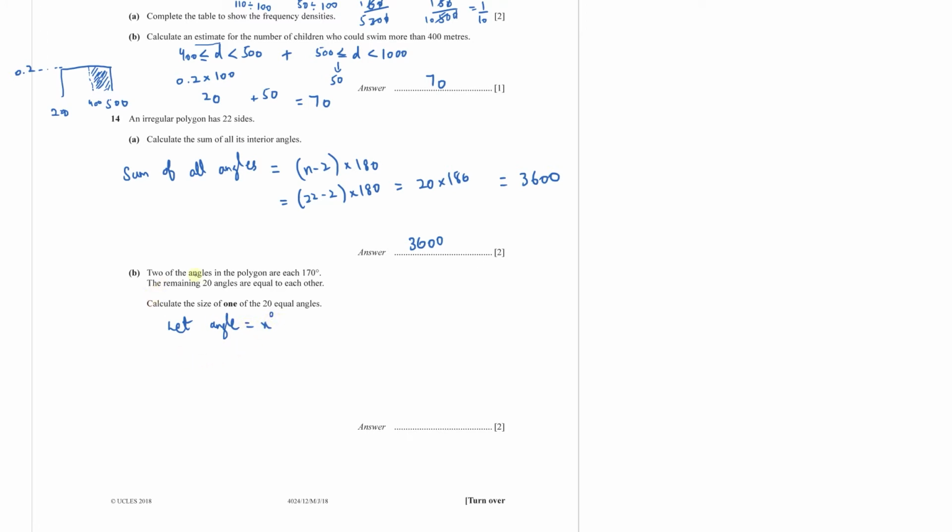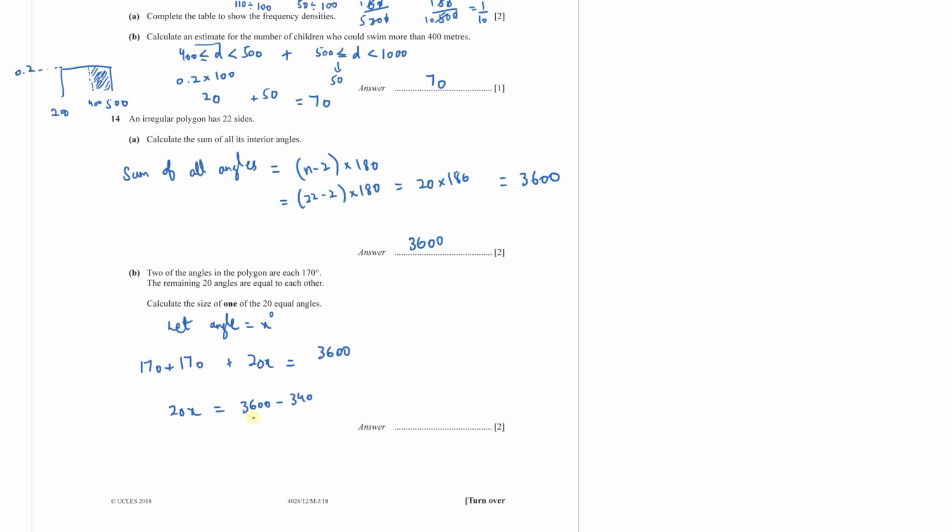So you know that the sum is 3600. Two of the angles in the polygon are 170, so 170 plus 170, and the remaining 20 are x. So 20 times x is 20x, and the sum should equal 3600. 170 plus 170 is 340, so you get 20x equals 3600 minus 340.